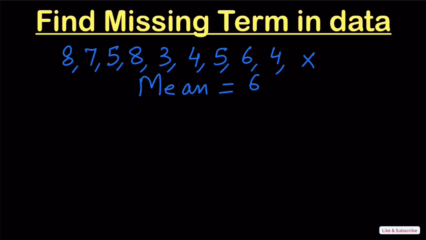In this video, we will focus on finding missing terms in the data when mean or median is given. So let's start with an example. We are given this data with the numbers 8, 7, 5, 8, 3, 4, 5, 6, 4, and x, and we are given the mean of this data as 6.